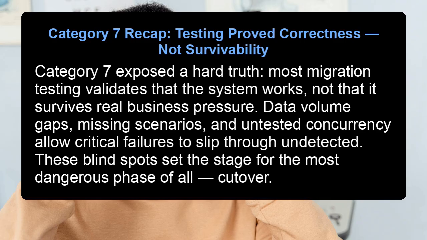Category 7 recap. Testing proved correctness, not survivability. Category 7 exposed a hard truth. Most migration testing validates that the system works, not that it survives real business pressure. Data volume gaps, missing scenarios, and untested concurrency allow critical failures to slip through undetected. These blind spots set the stage for the most dangerous phase of all: cutover.